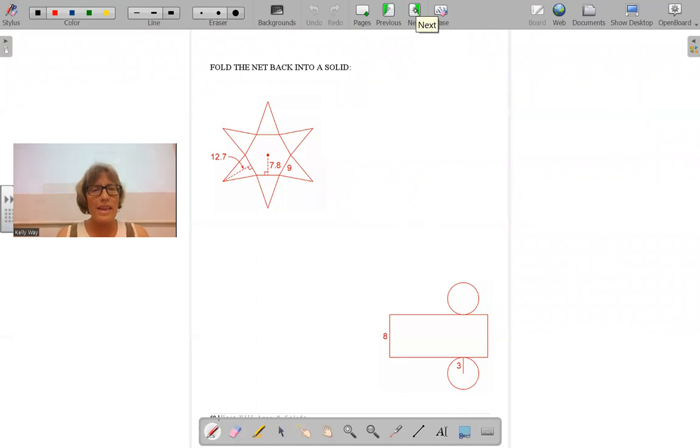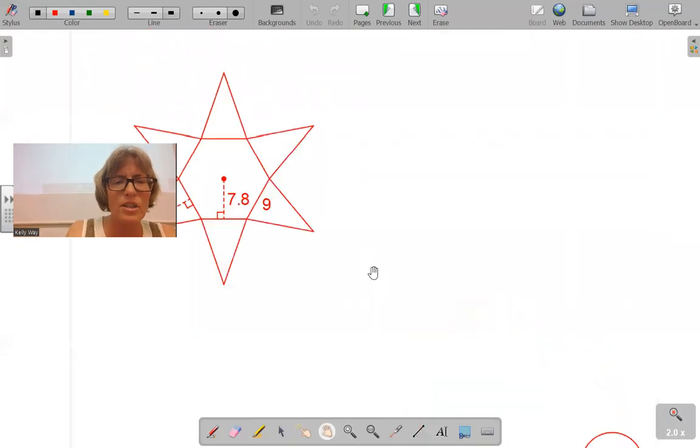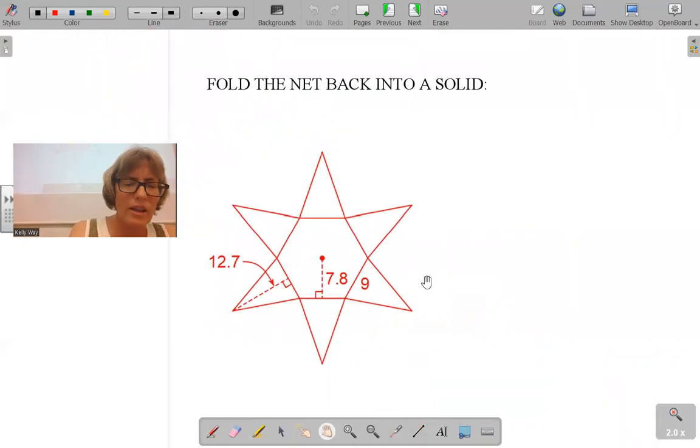Your job now is to take a net and fold it back into a solid. So the easiest way to do this is pretend this star thing's in your hand and pretend you're folding it physically. You have 5 points and it's coming to a point, and you should see that that net back into a solid is a hexagonal pyramid. So it is a hexagonal base.